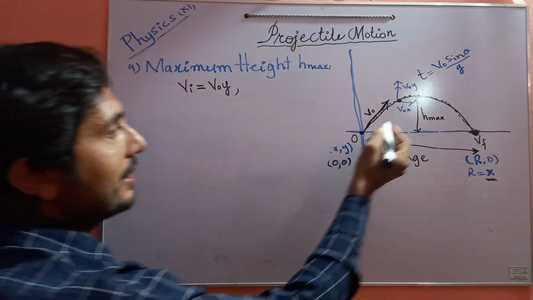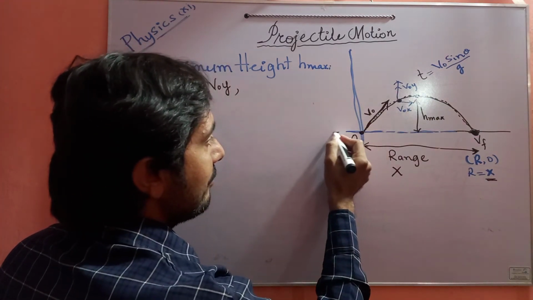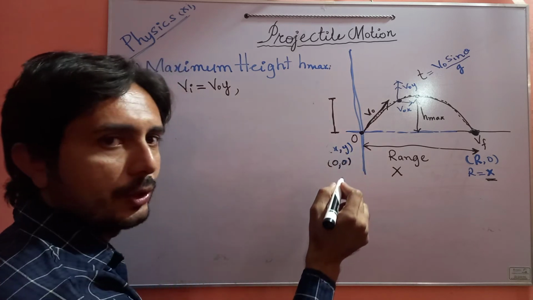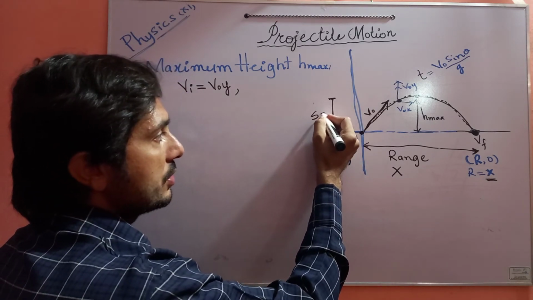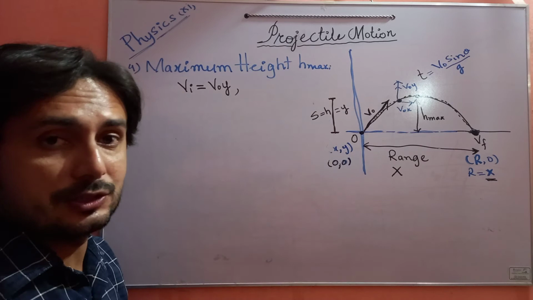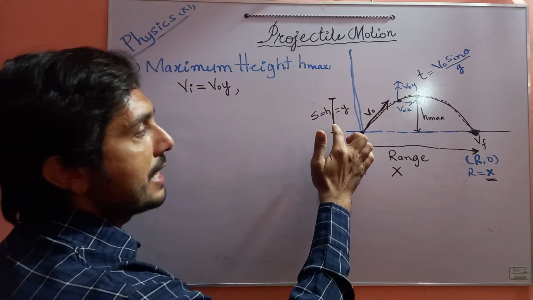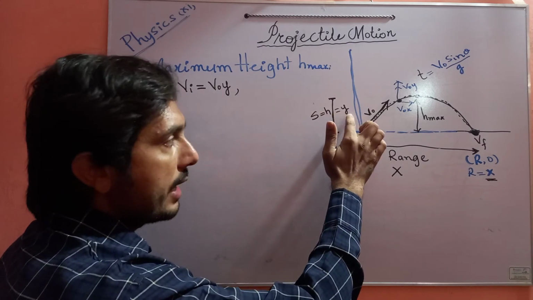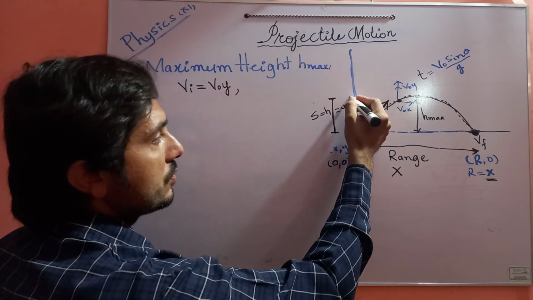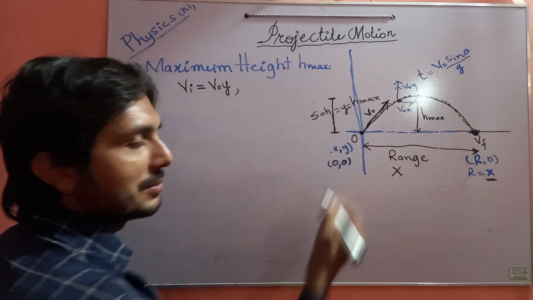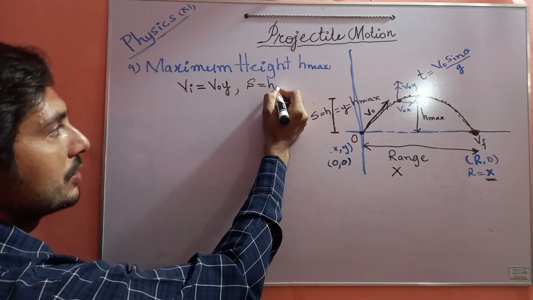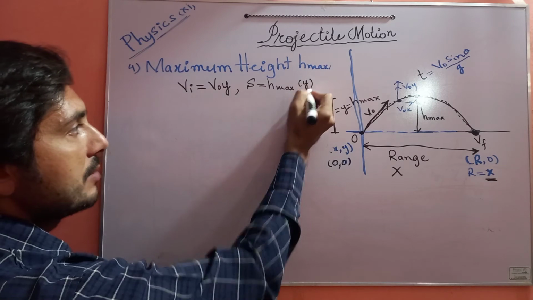And then the maximum height: from this point to this point, this is the vertical distance that the body has covered. So we can say that s is equal to this height, and that height is equal to y, because it is on the y-axis. For that height, you can write either h or y. They are both equal for finding the maximum height. Or even we can say that this y is equal to h maximum. So the distance in the vertical direction is equal to height maximum, or in simple words, that is y.